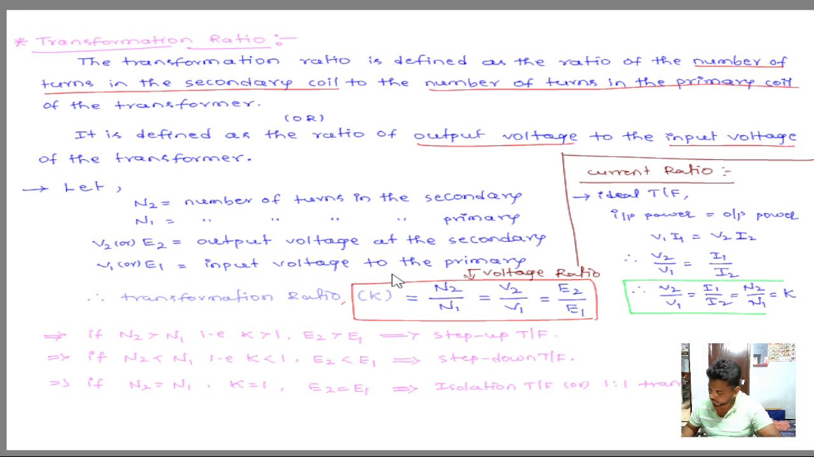This is one more useful formula: V2 by V1 is equal to I1 by I2 is equal to N2 by N1 is equal to K. Is this clear? Thank you.